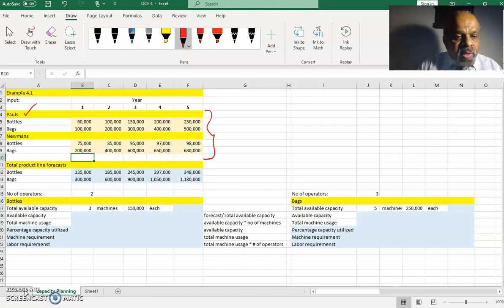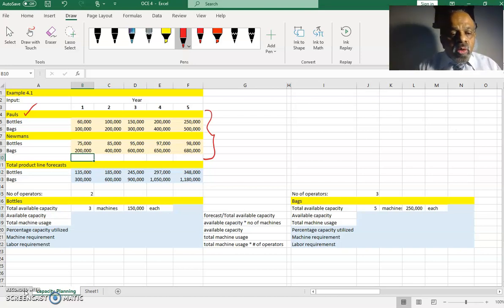The second process, which is called Newman's, they're planning to make 70,000 bottles and 200,000 bags. And we have the planning for 5 years for this company.